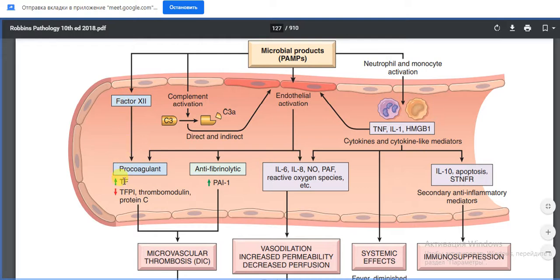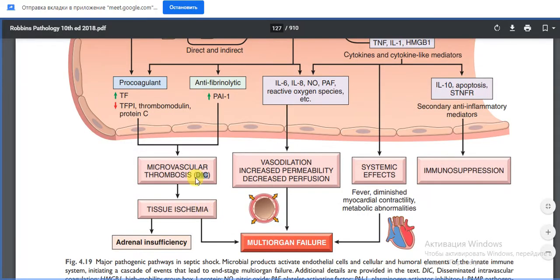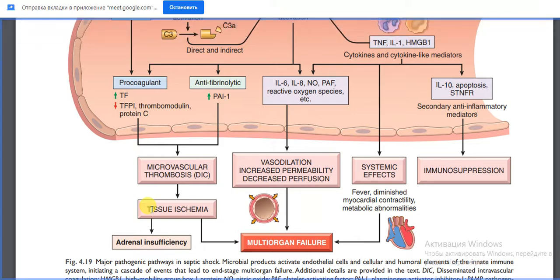Okay, then let's talk about factor 12, which we discussed. It causes coagulation. It causes microvascular thrombosis, known as disseminated intravascular coagulation, and it causes tissue ischemia in a lot of organs, which finally causes multi-organ failure. And one of the things we used to forget is that tissue ischemia causes ischemia in the adrenal gland.